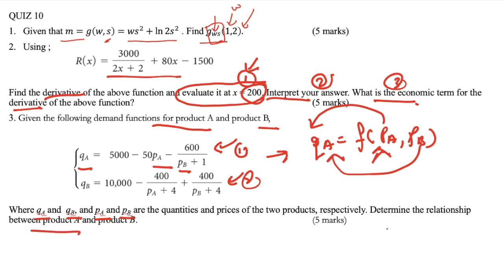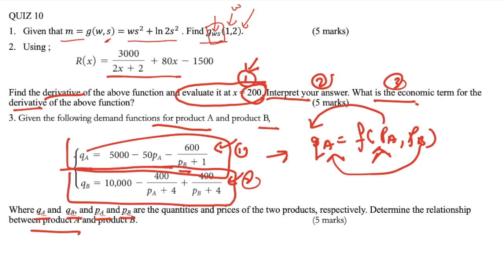Now, once you understand this, it is very easy to find the answer. If you want to see the relationship between product A and product B, using the equation here, the best way to answer it is by finding the derivative of demand A with respect to the price of B. That means what happens to the demand of A if the price of good B changes? Then we can see the relationship, isn't it? Same goes for the second one. What happens to the quantity of B if the price of A changes?